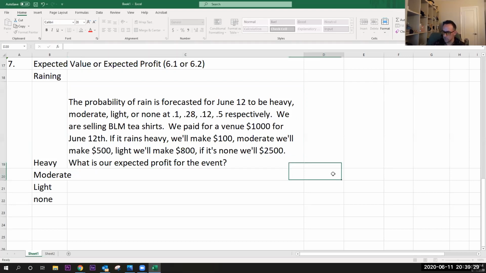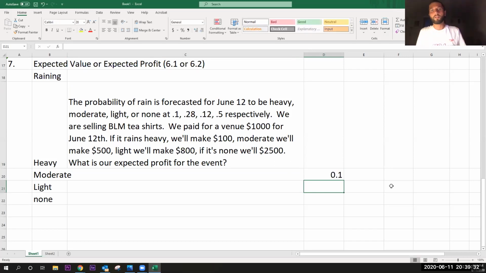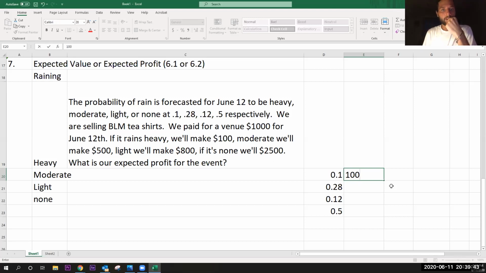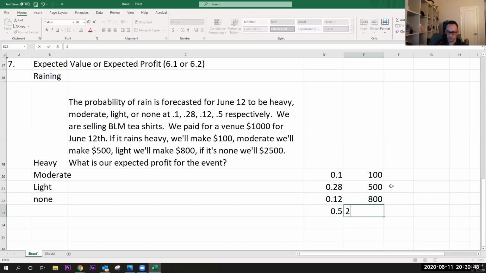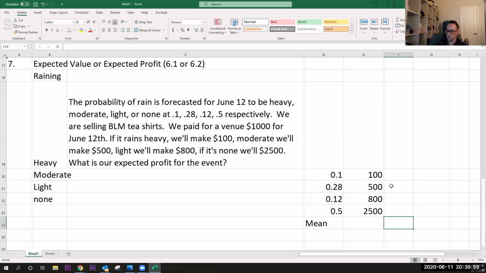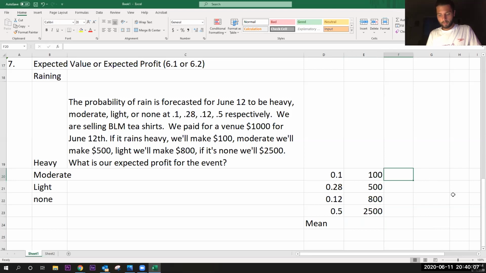So you were saying to put pretty much match those values: 0.1, 0.28, 0.12, 0.5, and then what would you put here? 100, 500, 800, and then 2,500. And then you would find the mean, right? Yeah. And then just subtract 1,000. What's the mean? Mean would be equal to, did you get it yet or no? No, I didn't even plug it in. I was just following.